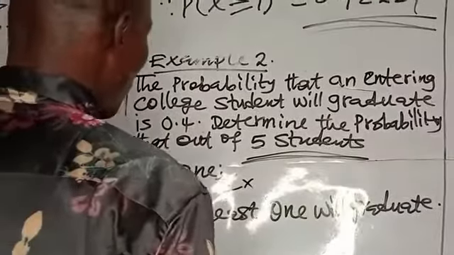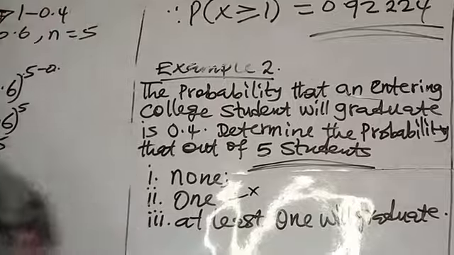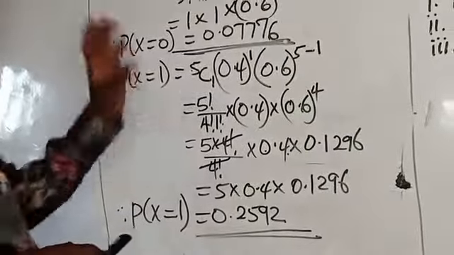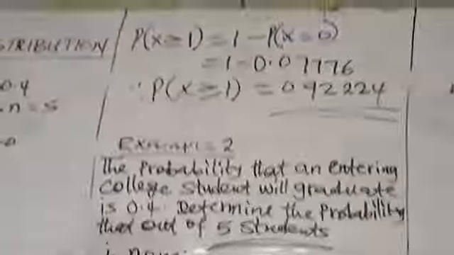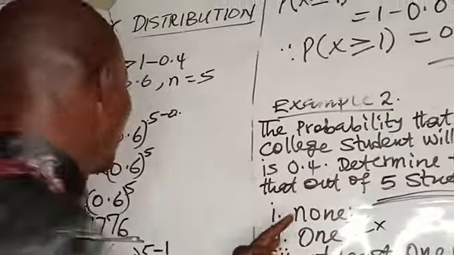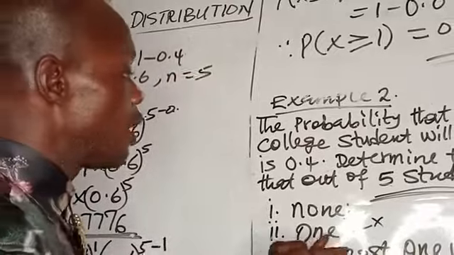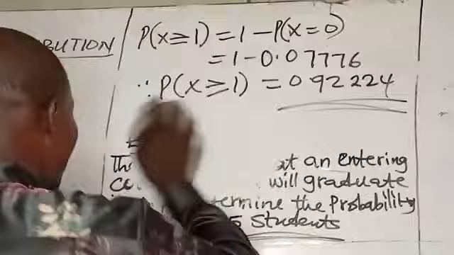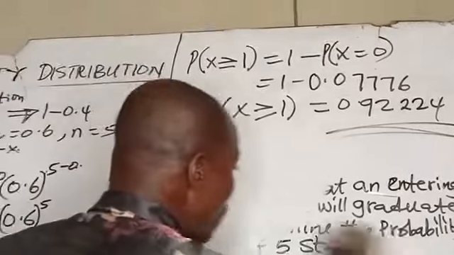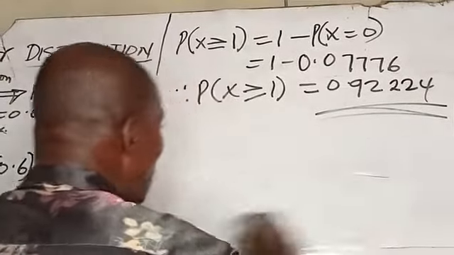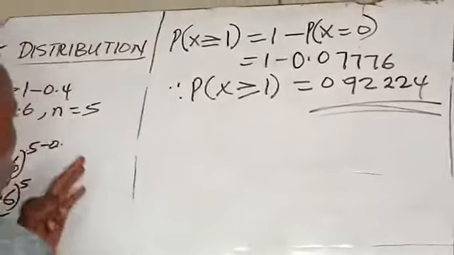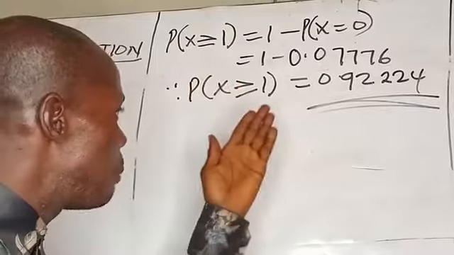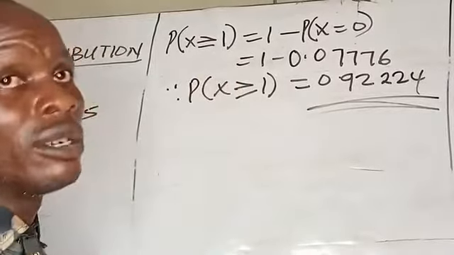Alternatively, since you have found the probability of x equals 1 here, you can as well find probability of x equals 2, probability of x equals 3, probability of x equals 4, and probability of x equals 5. Now, let's find probability of x equals 2 and sum them up. If you add up probability of x equals 1, 2, 3, 4, and 5, if you add the 5 probabilities, it will give you the same answer as this.